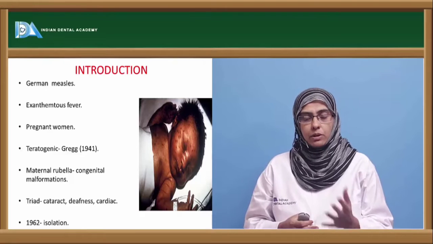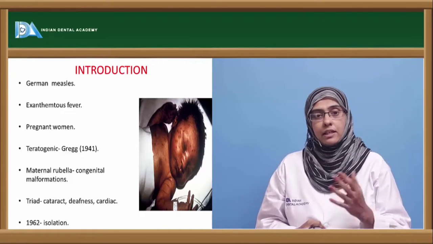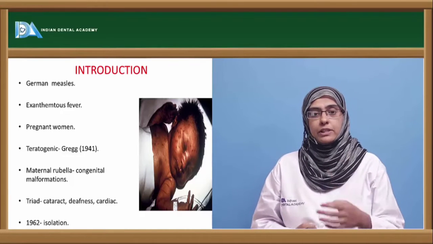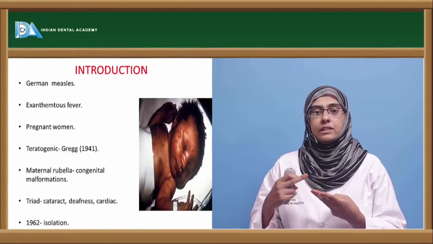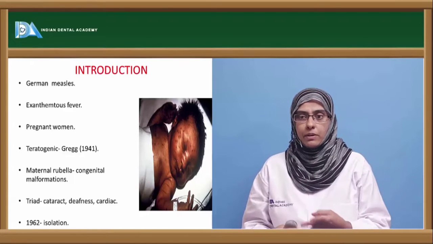And the most important complication with this congenital rubella is the teratogenic property of this disease, which gives the complication of a triad, that is the deafness, the cataract and the cardiac defects in the children or the newborn babies.